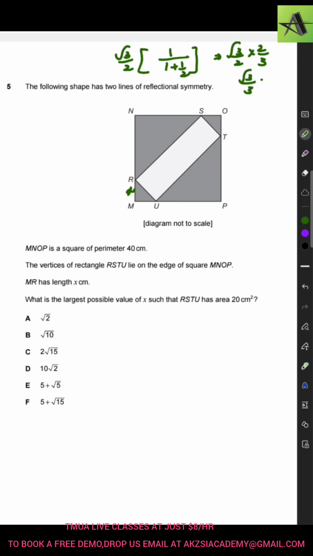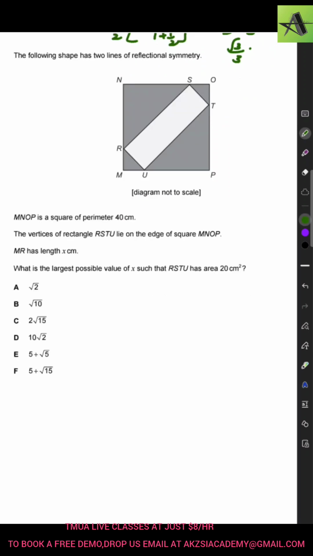So if I want to calculate the largest value, as mentioned, RM is x, that means this is x, and also the perimeter is given as 40. If perimeter is 40, that means if I add all the sides, it will give me 40, and if each side is equal, that means each one is 10. So if this is x, and this whole is 10, then this part is going to be 10 minus x. So I know that this is a square and this triangle is a right triangle. And also they have specifically mentioned the reflectional symmetry. So this is x, this will be x.